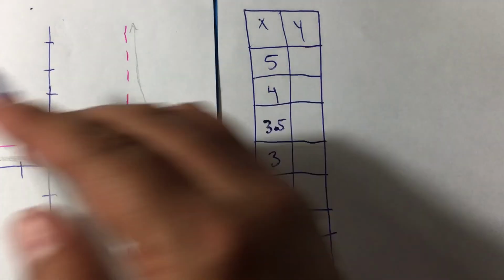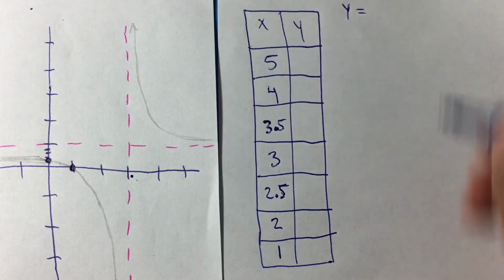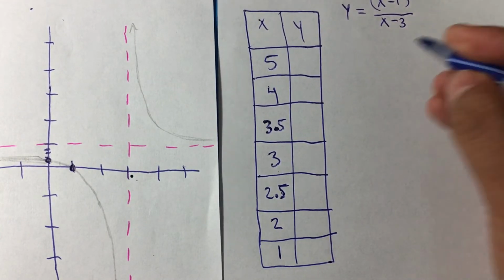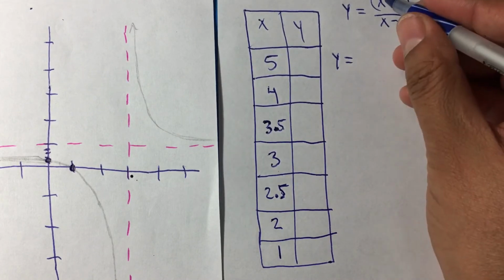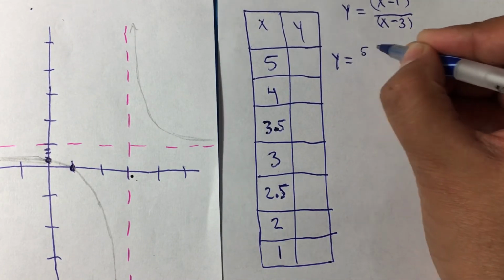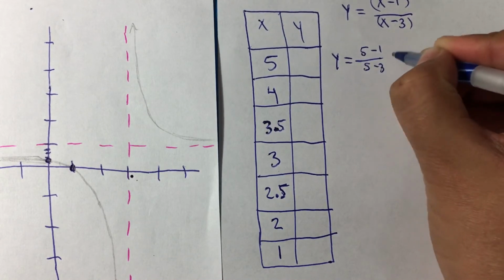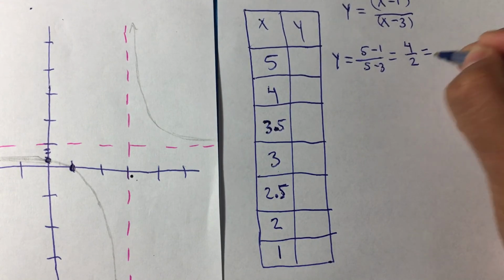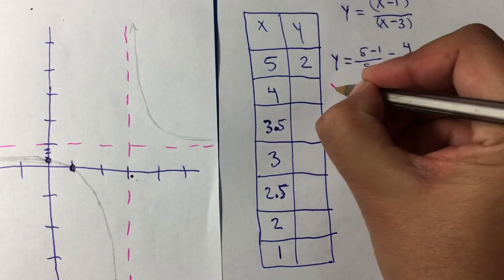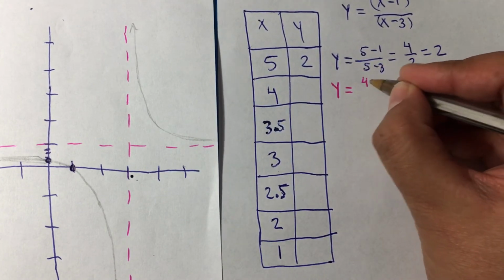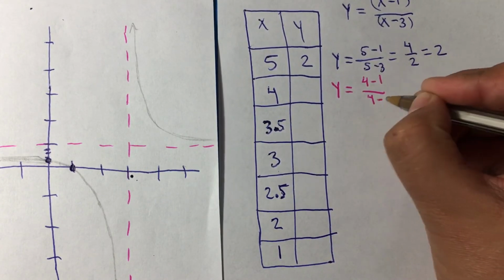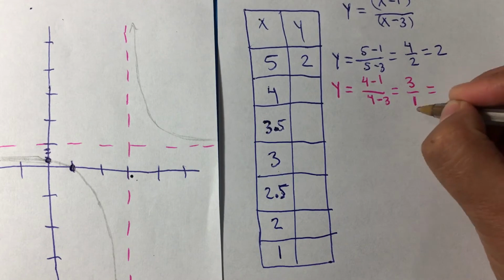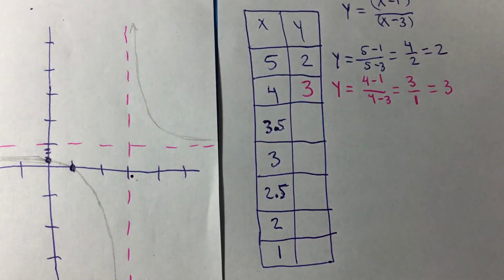So again, let me rewrite the equation, simplified already. y equals (x minus 1) over (x minus 3), and so I start with x equals 5. Replace the x, so y equals 5 minus 1 over 5 minus 3. 5 minus 1 is 4, 5 minus 3 is 2, and 4 divided by 2 is 2. For the next one, y equals 4 minus 1 over 4 minus 3. 4 minus 1 is 3. 4 minus 3 is 1, and 3 divided by 1 is 3.